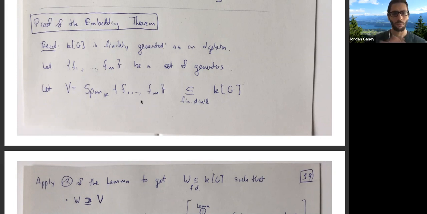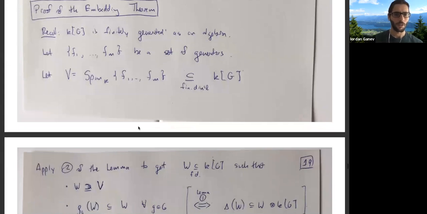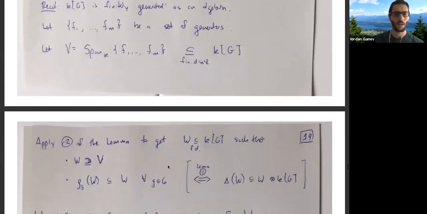So we forget about the algebra structure. We just take this finite dimensional subspace inside of this infinite dimensional vector space. Okay, so this is some finite dimensional subspace V, and we can apply the second part of the lemma above to find the W that's finite dimensional inside of K[G], that contains V and that's stable under all of these rho_g. So that's what we proved in the lemma. And also by part one of the lemma, this is equivalent to the condition that the coproduct applied to W lands inside of W tensor K[G].